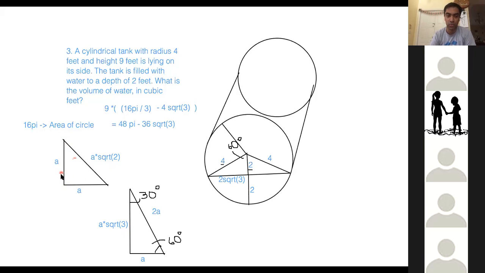These are the relationships for a 45, 45, 90 triangle, which is an isosceles right triangle, as well as this 30, 60, 90 triangle. They're easy to describe the relationships between the side lengths, and they can be useful when you see those kinds of patterns in a right triangle. Any questions on this?